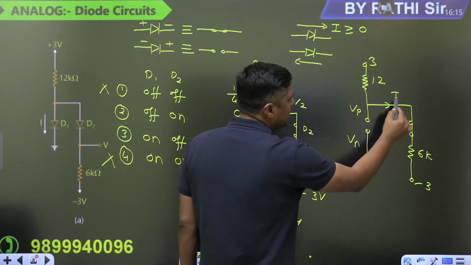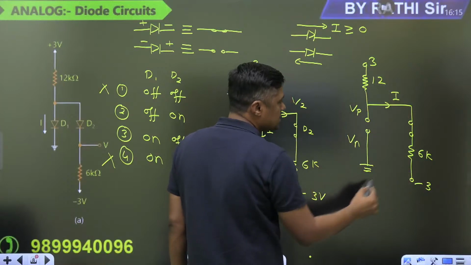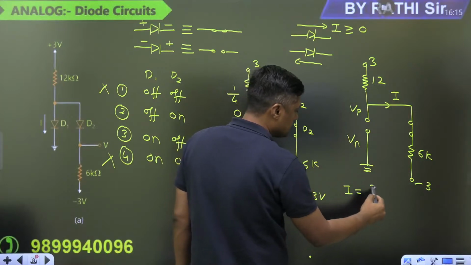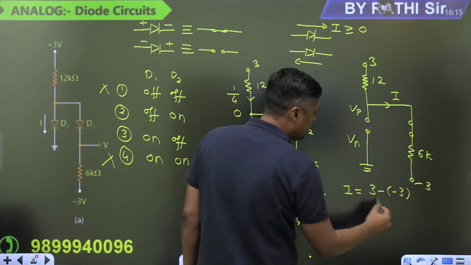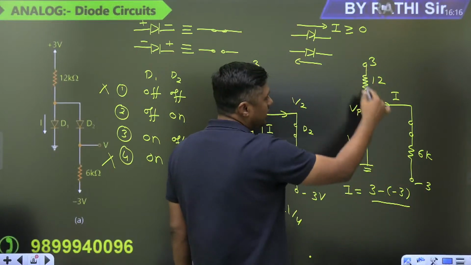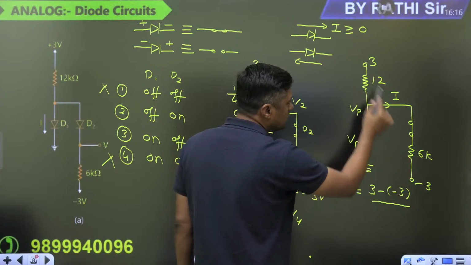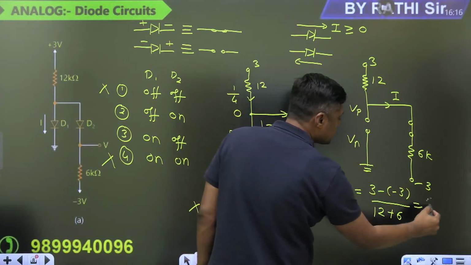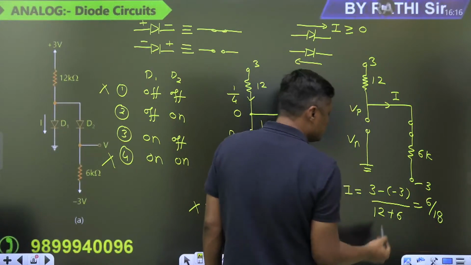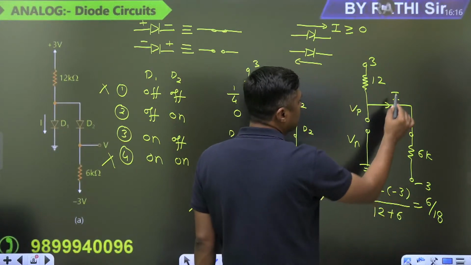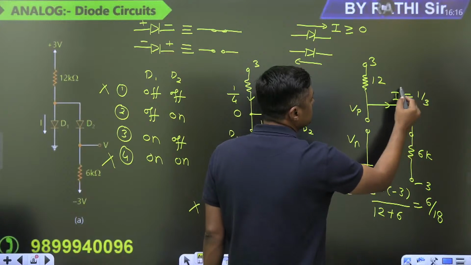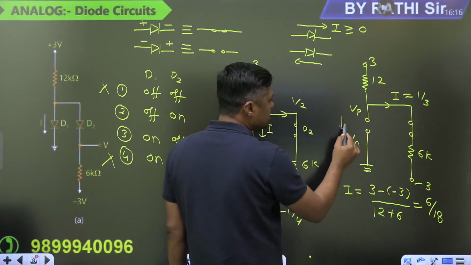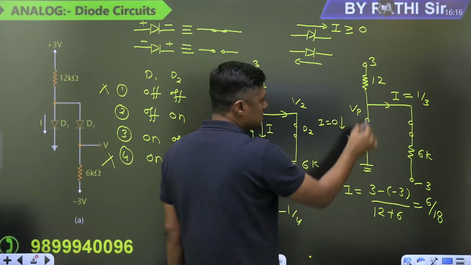What is the current here? 3 minus of minus 3 upon 12 plus 6. 18. That is 6 by 18. So what is this current? 1 by 3. And what is the current here? 0. This current is 0.